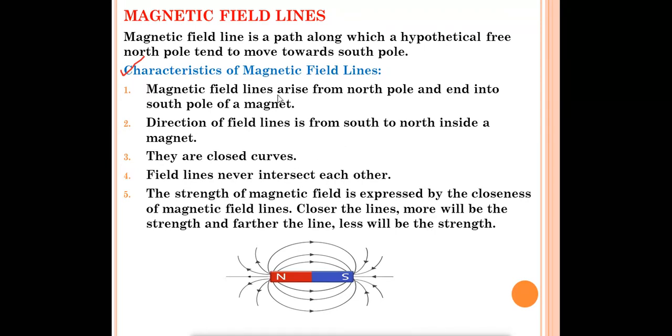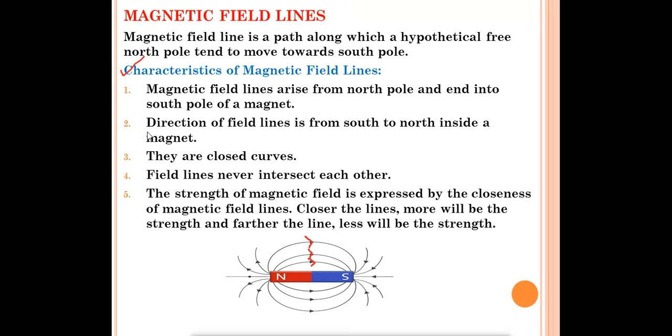First one is magnetic field lines arise from the north pole and end into the south pole of a magnet. You can see this is the north pole of the magnet and this is the south pole of the magnet. The field lines are coming out from the north pole and going towards the south pole. So they arise from the north pole and they end towards the south pole. You can see the direction of the arrow is towards the south. This is the first point. This you should remember, that magnetic lines of force emerge from the north pole and end towards the south pole.